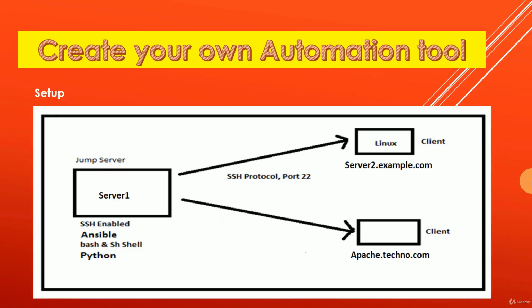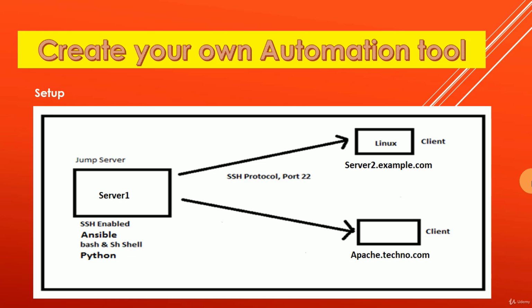Friends, in this presentation, we will see and understand our setup for this automation tool. So I am going to discuss how we have set up our environment for this course module. I have one jump server, that is server 1, on which we have the Ansible software installed, and whatever playbooks and scripts we are going to create, that would be on server 1, and that is our jump server.